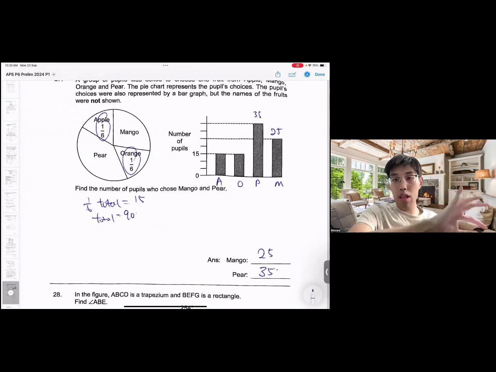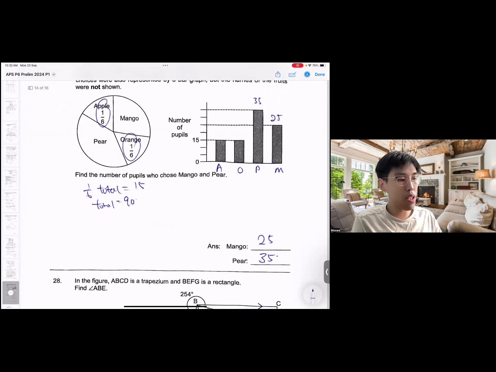So a couple of observations from the pie chart to the bar graph. You must be able to make certain relations in terms of the size, in terms of the reading of the scales. All these must come together by now already. This one is quite straightforward. I will not spend too much time on this.